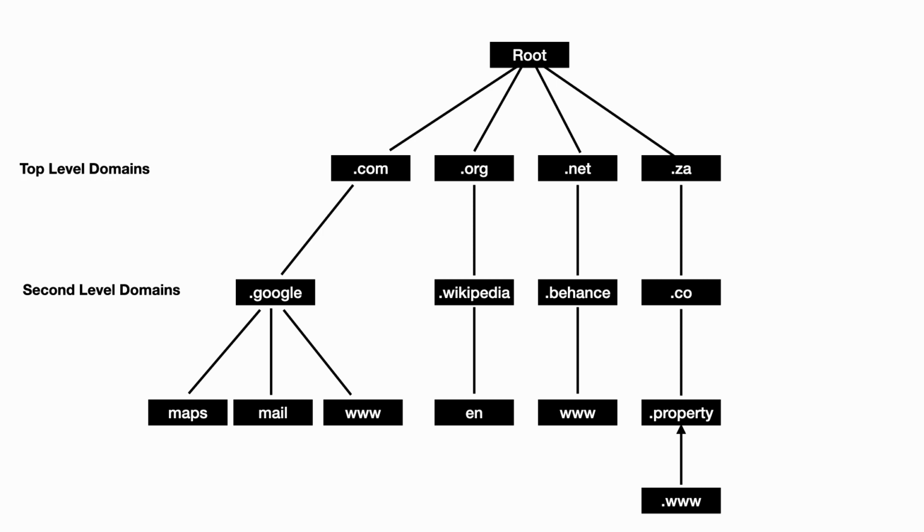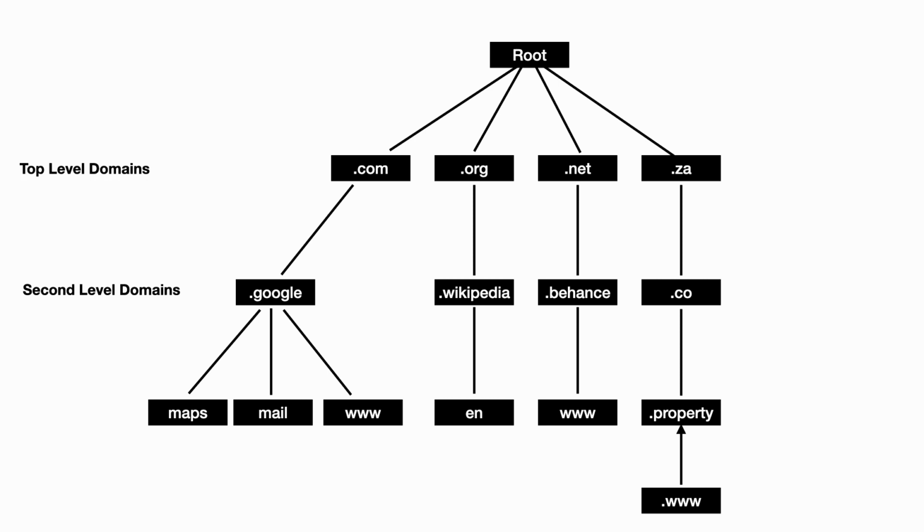Right at the bottom of each branch of the tree is the server, or the individual URL of the server you're going to connect to, www.google.com. So www is a server address. Everything above the very bottom layer is actually a DNS server.